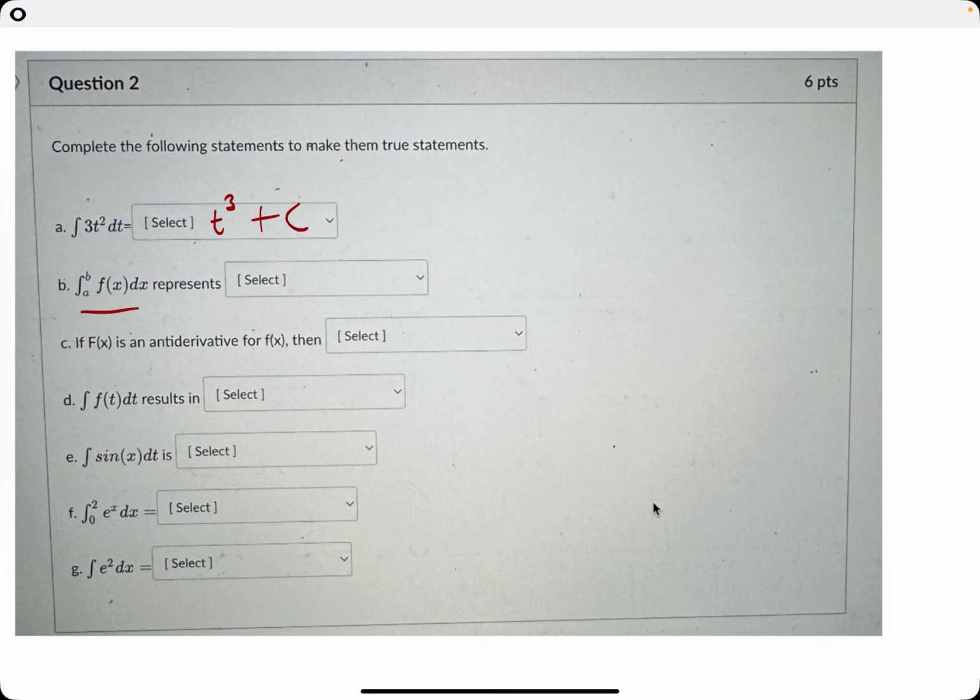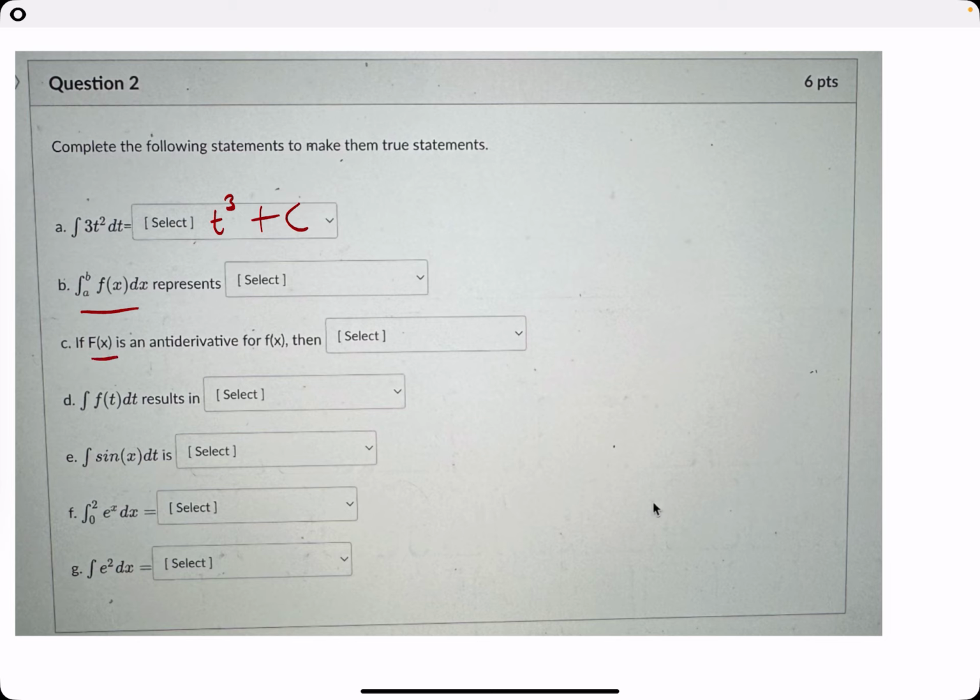x represents, you could say, the area under the curve, the general family of antiderivatives of f of x. Actually, no, sorry, that wouldn't be a general family. That'd be a definite integral from a to b. So it'd be like a specific area under a curve of f from a to b. It could be just the exact antiderivative. I don't know. That's all I got. You'll figure it out.